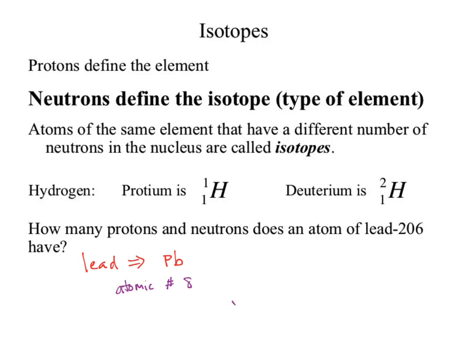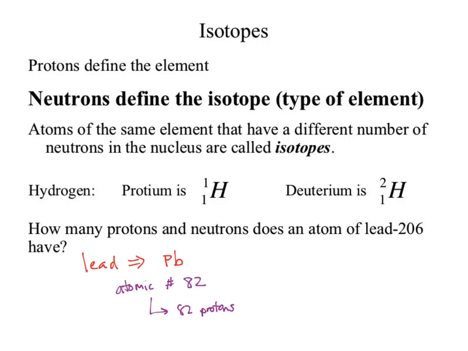82. Why is it not 207.2? The 207, I already lost it. There it went. 207.2 was our atomic mass. Okay, not the mass number, or not our atomic number. The atomic number is the big one up top. So 82. That tells me that I have 82 protons. 82 protons.